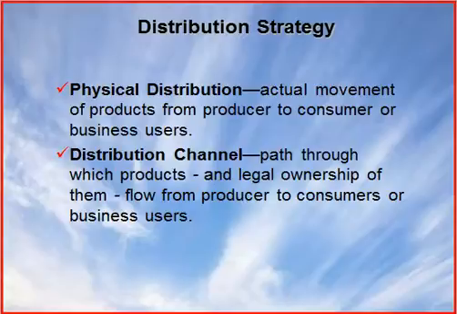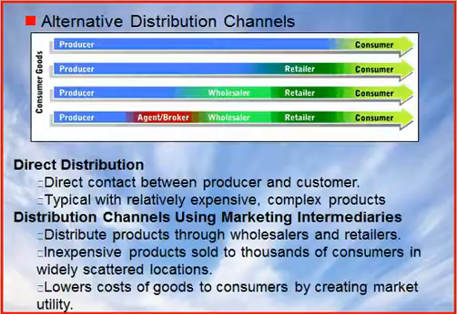Distribution encompasses decisions regarding modes of transportation, warehousing, inventory control, and selection of distribution channels. In deciding on the distribution channel, marketers have to decide which channel will meet the firm's marketing objectives and the needs of its customers. The next slide shows us both direct and indirect distribution. Our attention is going to focus on consumer goods.